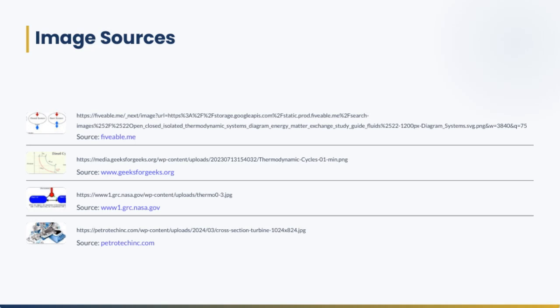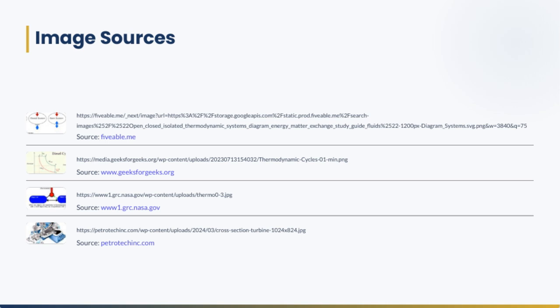Let's take a moment to acknowledge the sources behind these visuals. First, we have an image from Petrotech.com that shows a detailed cross-section of a turbine, helping us understand its internal structure and how it converts energy. Next, from NASA's website, there's an illustration that depicts thermodynamic principles, which are fundamental to understanding energy systems.